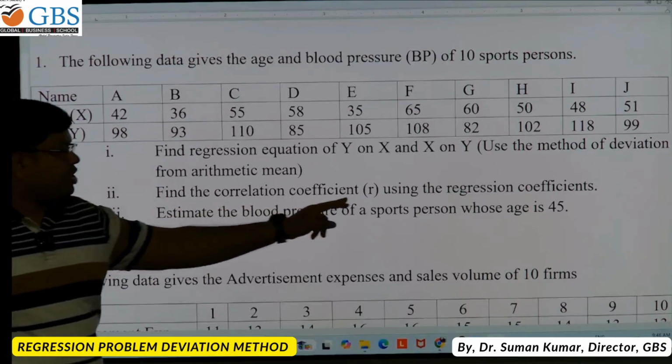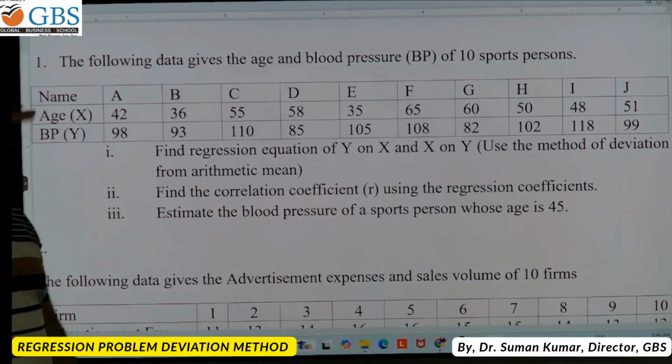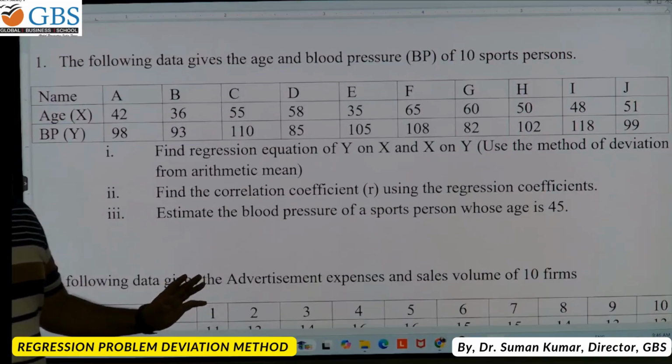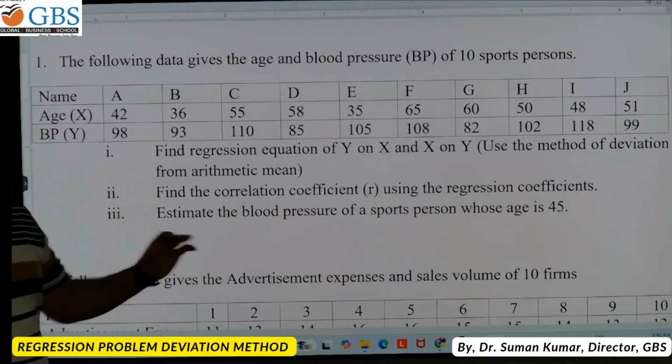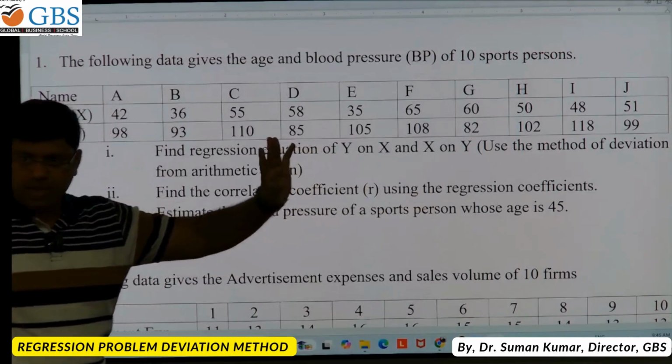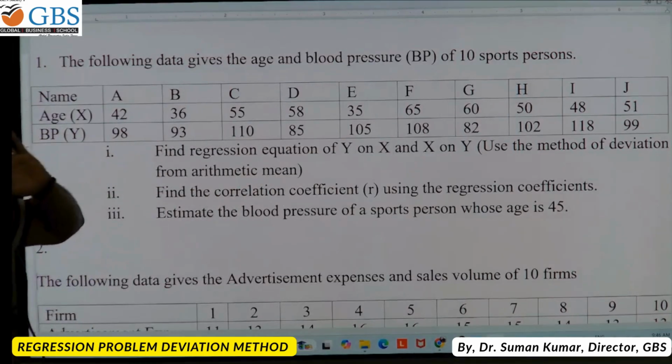Find the correlation coefficient. Sir, do we have to do x and y again? No, we have a method. I am going to teach you, right? Within less time we can complete all those things using the regression coefficients. So I need to tell you what regression coefficients are.